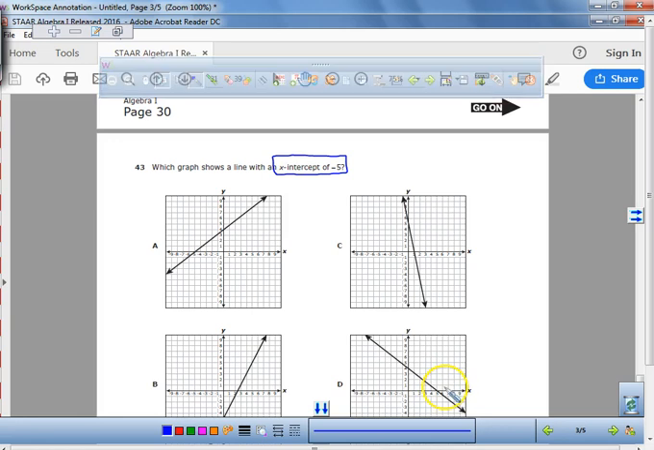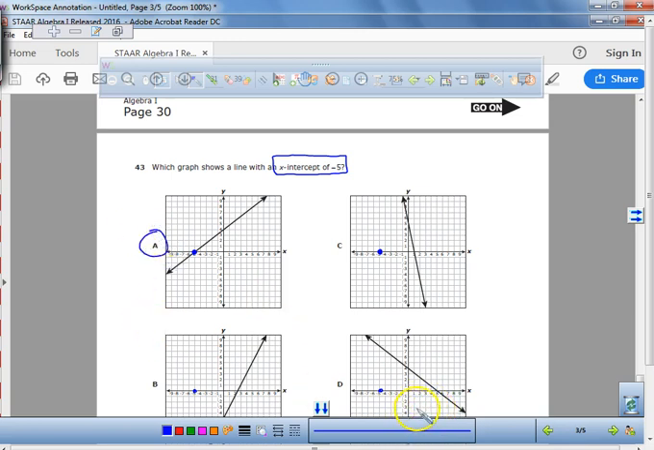I'm going to show you where the x-intercept should be. It should be right here. That's an x-intercept at -5. That would be the x-intercept. That would be the x-intercept. And what's the only line that passes through the x-axis at -5?